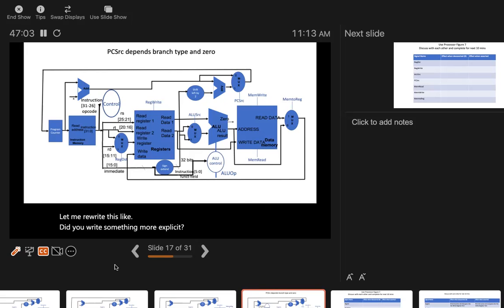To write or not? Exactly. So when 0, meaning store word or, okay, ALU source.